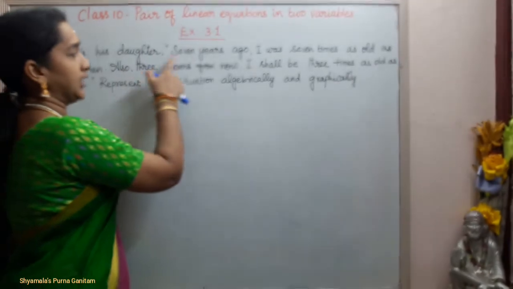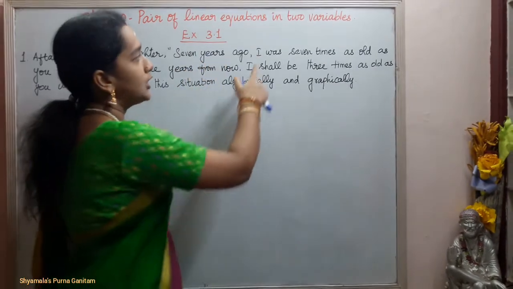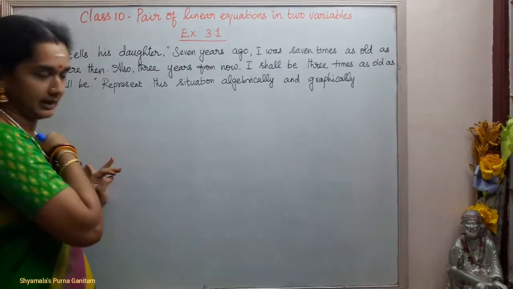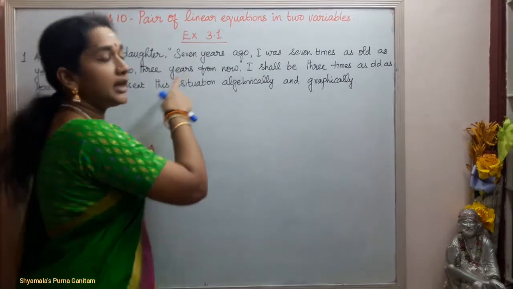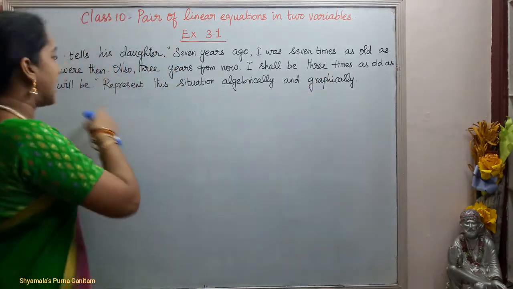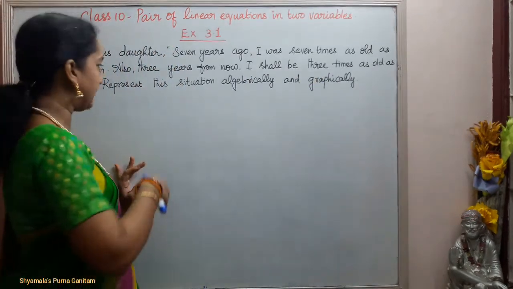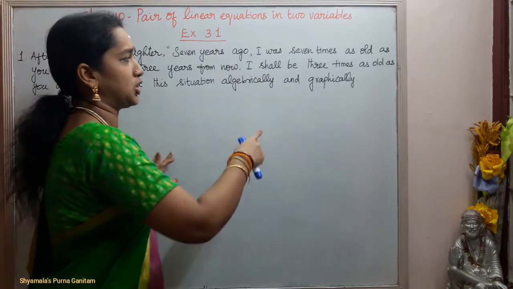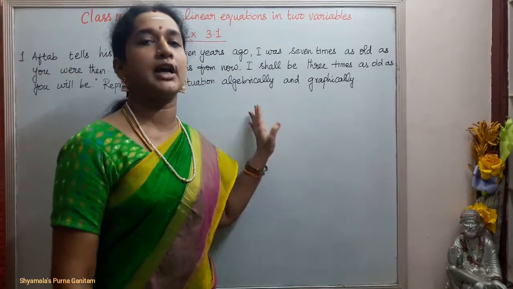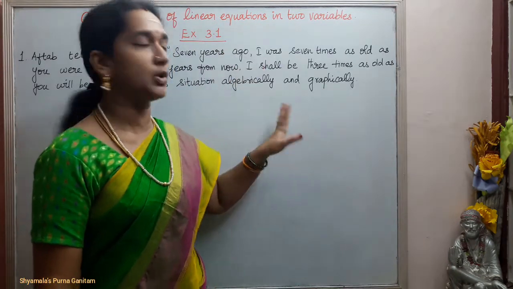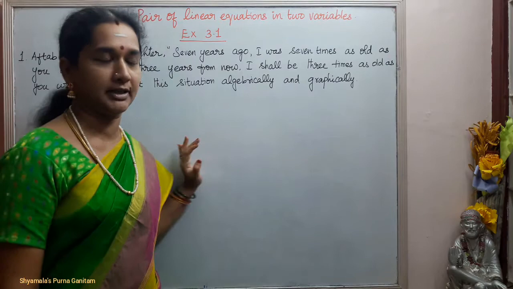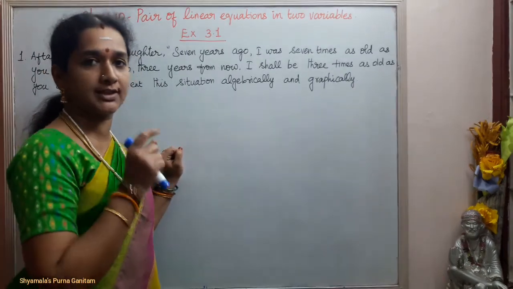Aftab tells his daughter, 7 years ago, I was 7 times as old as you were then. Also, 3 years from now, I shall be 3 times as old as you will be. Represent this situation algebraically and graphically. So you are asked to represent the given situation algebraically and also graphically. For this, two conditions are given.